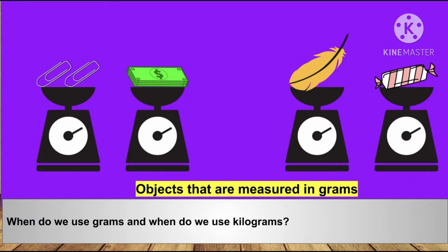I'm loving what I'm hearing. I'm loving what I'm seeing. Yeah, it measures light objects. It measures small objects. Either one of those would be fine, but it definitely measures light objects. So if we're measuring an object in grams, it's usually because it's a light object.